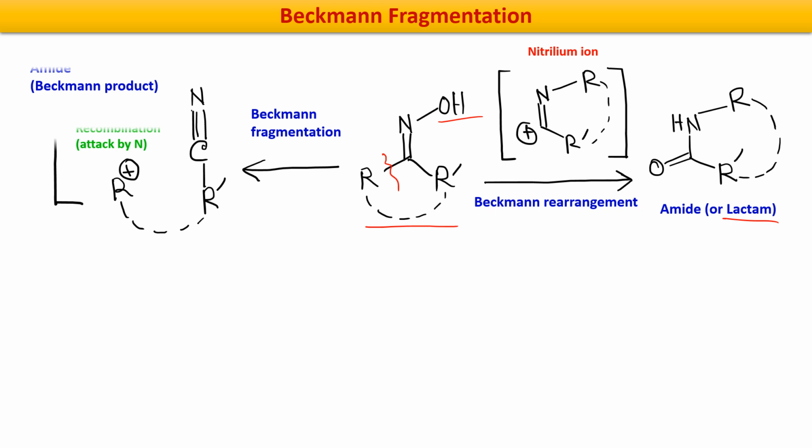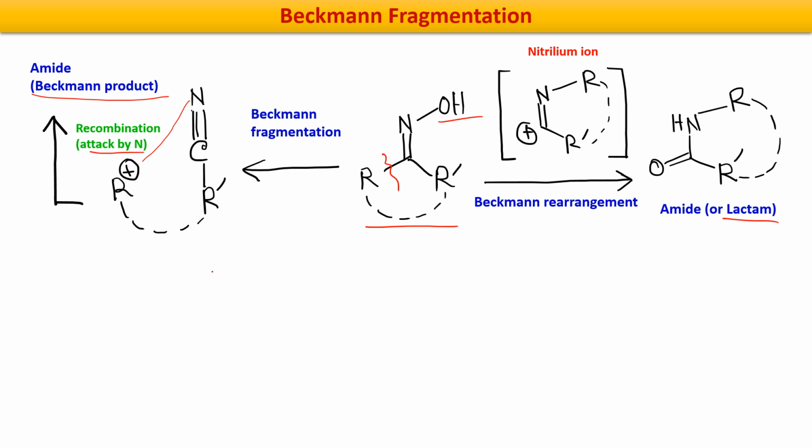Now after Beckmann fragmentation, suppose there is a recombination by attack of this nitrogen. So in that case the R-N bond is again formed. Okay, so it will be back to the normal Beckmann product. So that is written here, normal Beckmann product amide. So this is Beckmann fragmentation plus recombination, and that I have discussed in the first video. You can watch that, but it is not Beckmann fragmentation because ultimately you are getting Beckmann product.